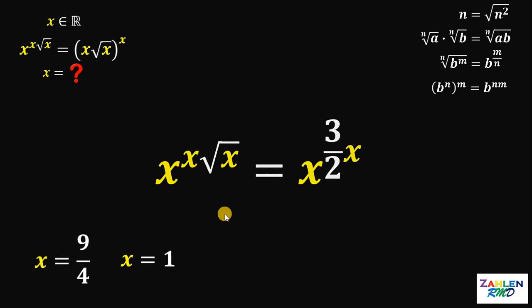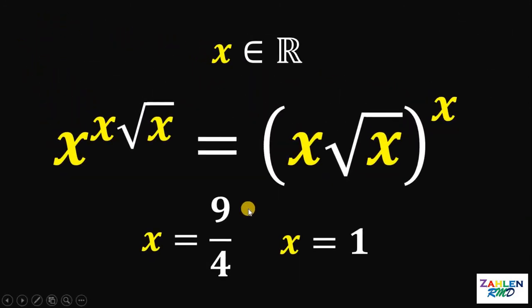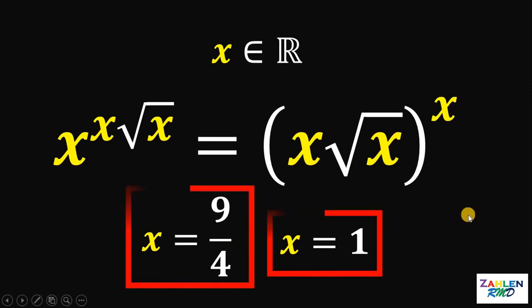Therefore, we have two real values for x. Namely, we have x equals 9 over 4 and x equals 1. And as always, we are done.